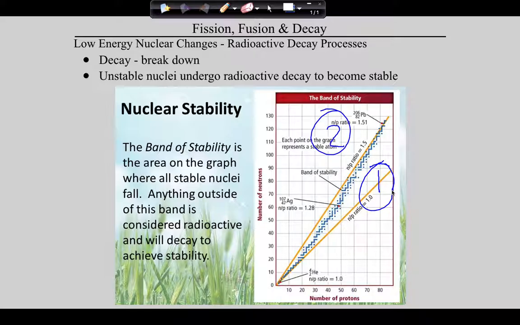So guys, what I want you to figure out with the person next to you, thinking about this proton-neutron ratio, is what is true in region 1 and what is true in region 2 relative to that band of stability? Talk about it with the person next to you. So region 1 is below the band of stability, region 2 is above the band of stability. What is true of the proton-neutron ratio?